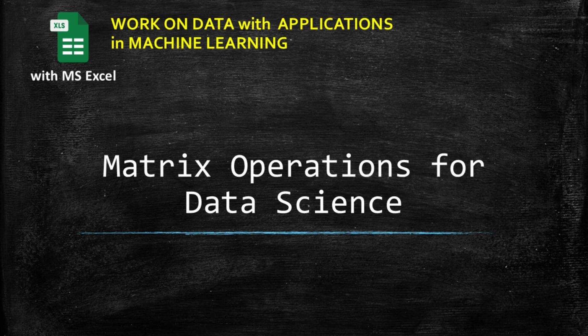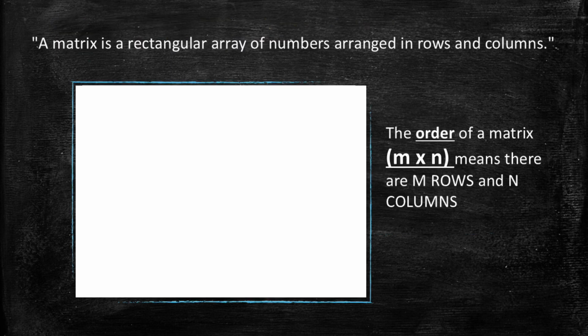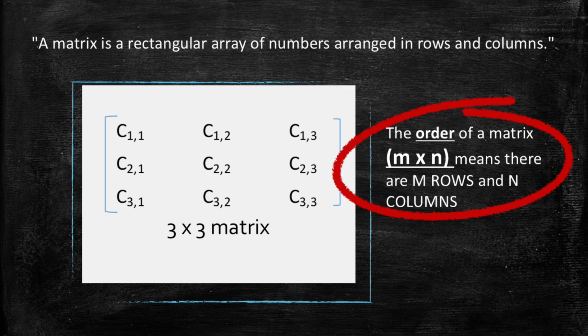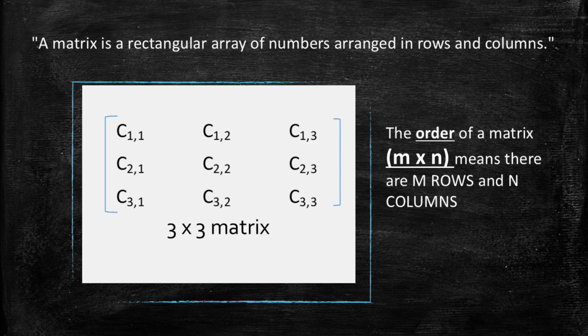First up, what is a matrix? A matrix is a rectangular array of numbers arranged in rows and columns. Then there's the order of a matrix, m by n, which notation-wise means there are m rows and n columns.